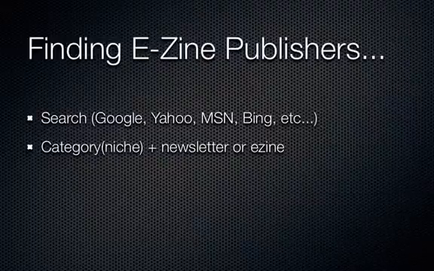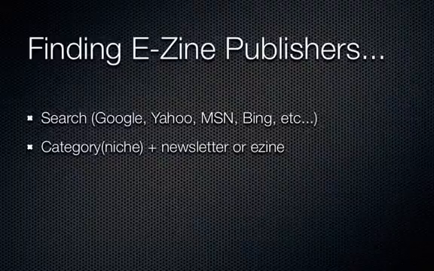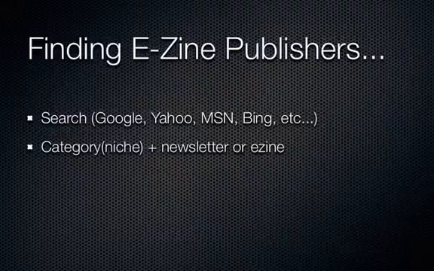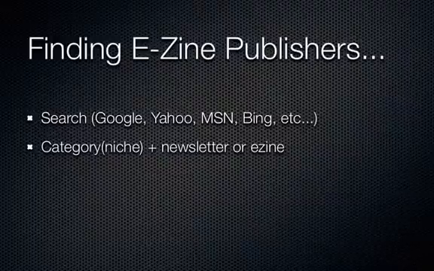So we're going to take that category, and then we're simply going to put that category's name, or whatever that niche is, in Google search, and we're simply going to add the word newsletter or e-zine. Okay, so we're going to search for a particular niche. And our goal is to find a newsletter publisher or an e-zine publisher in that particular field. Okay, and I'm going to show you how to do this in just a second.